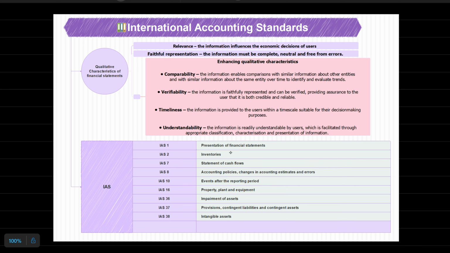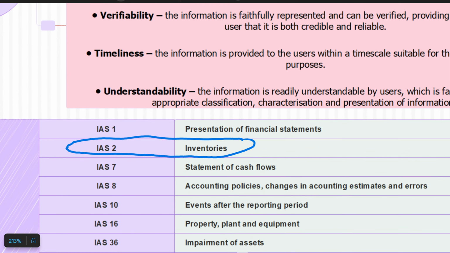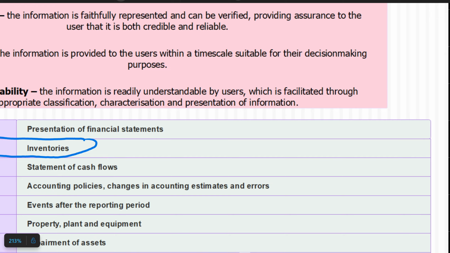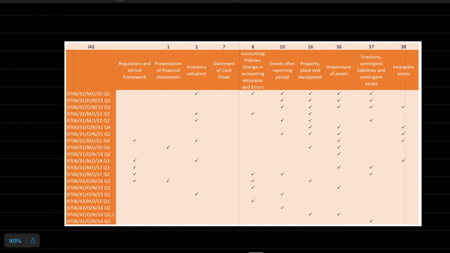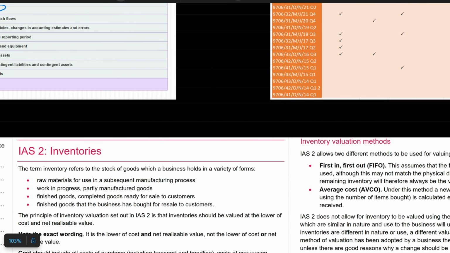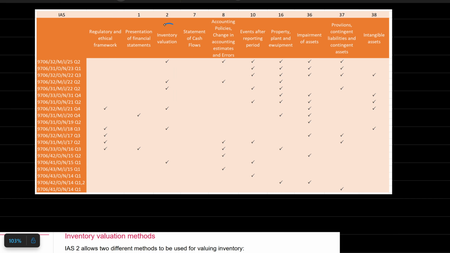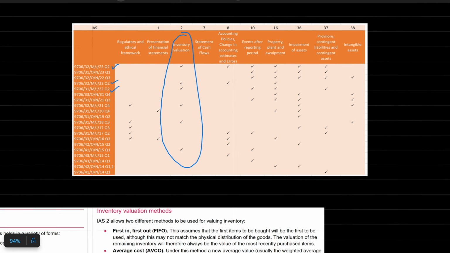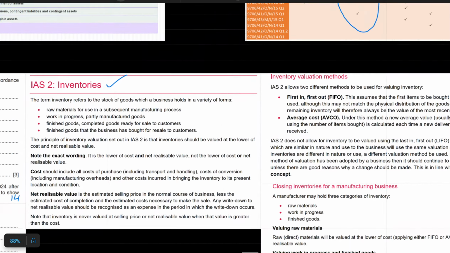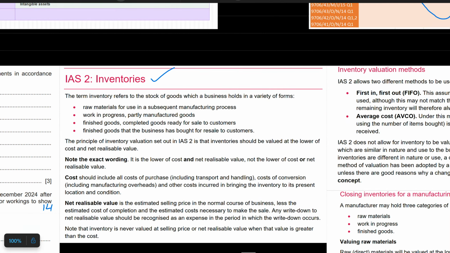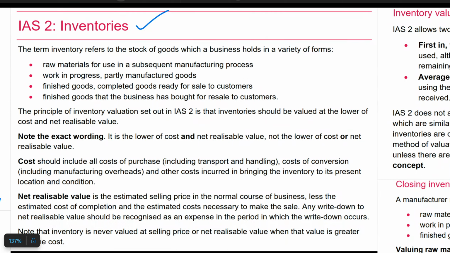Students, today we are going to discuss inventories, or IAS 2. First of all, we will discuss the theory of IAS 2, and then we will solve various questions that appeared in CAI past papers. Now let us start from the theory.